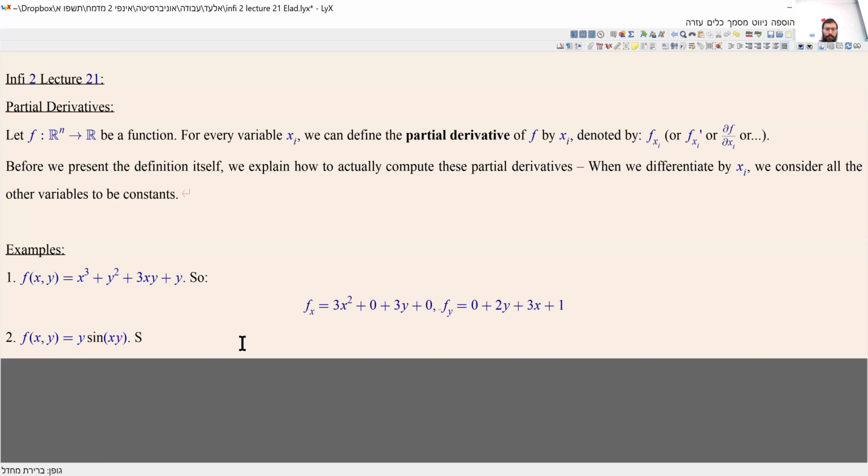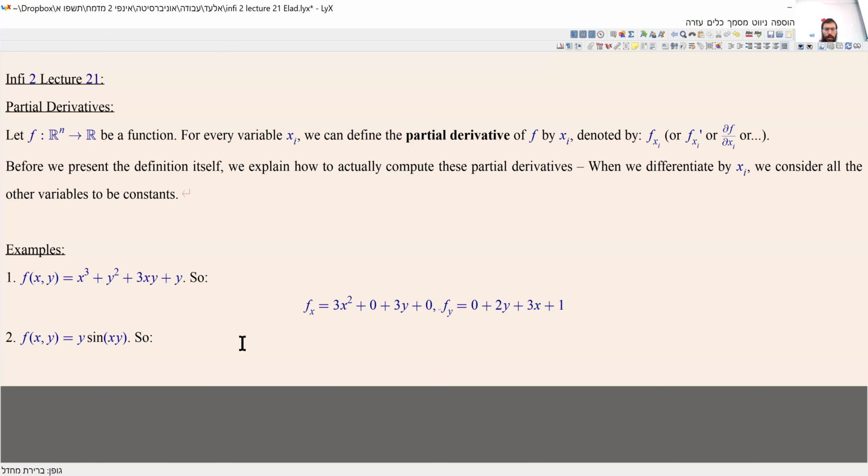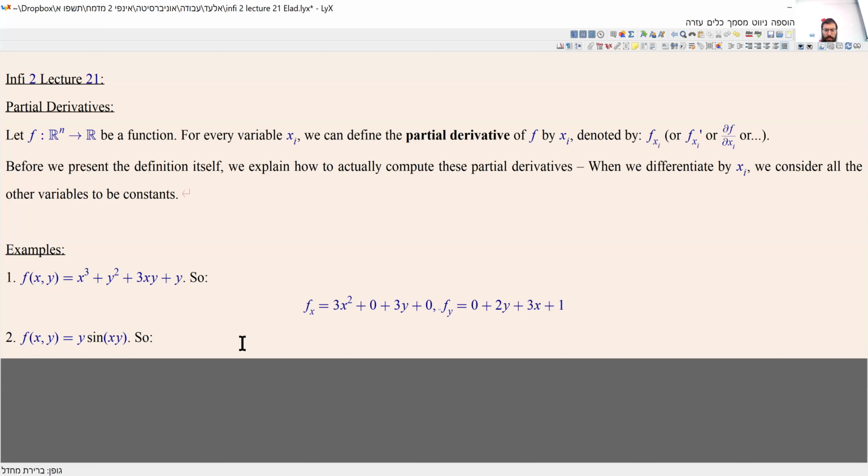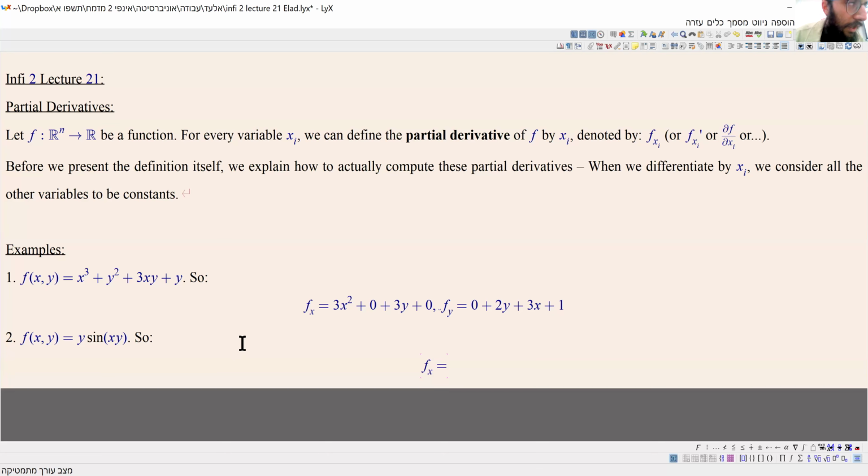So when we calculate the derivative by x, we consider y to be a constant. So the constant stays the same, we don't touch it, and we differentiate cosine. Sine becomes cosine, and moreover we need to multiply by what's called in Hebrew the inner derivative, the derivative of the function inside. So write down explicitly like that. We still need to differentiate x multiplied by y by x.